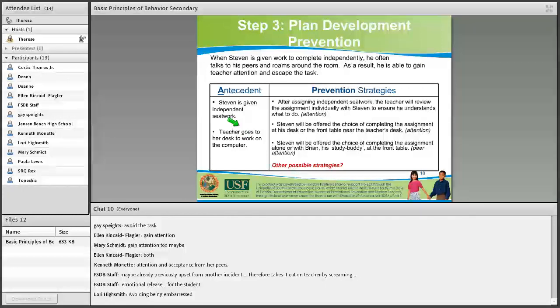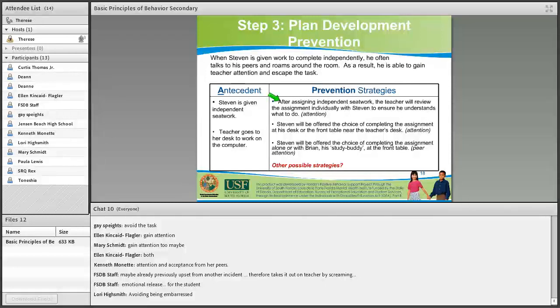So in this example, the antecedents for Stephen is that he's given independent seat work and then the teacher goes to her desk to work on her own computer. So if we change either one of these antecedents, then we may be able to prevent the problem behavior from occurring. So some prevention strategies. Maybe after assigning the independent seat work, the teacher immediately goes to review the assignment individually with Stephen to make sure that he understands what to do.